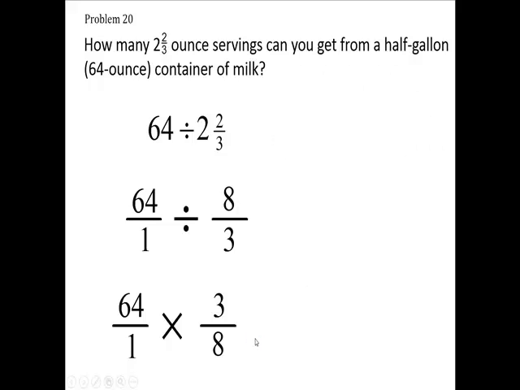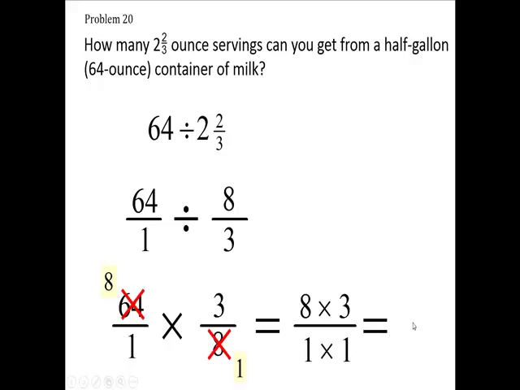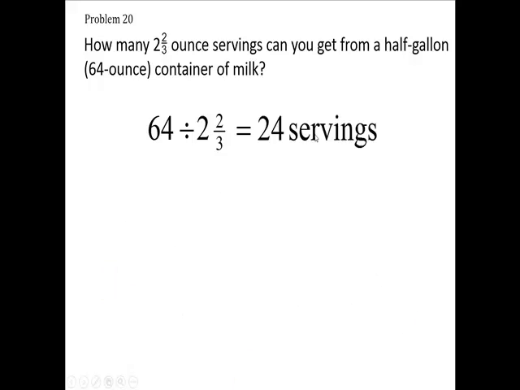Okay, notice 64 and 8. 64 and 8 have what in common? What do these two numbers have in common? Can you take 8 divided by 8? 64 divided by 8? So my new fraction now is 8 times 3, and 1 times 1, and that will give you 24 over 1, which is 24. So it's going to give me 24 servings.